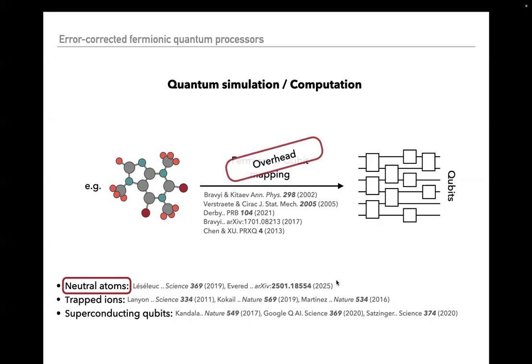And in that sense, they're maybe the only platform where individual fermionic particles can be directly controlled in a quantum way with very high fidelity. So these platforms are, therefore, a natural candidate to realize something like a fermionic quantum process.